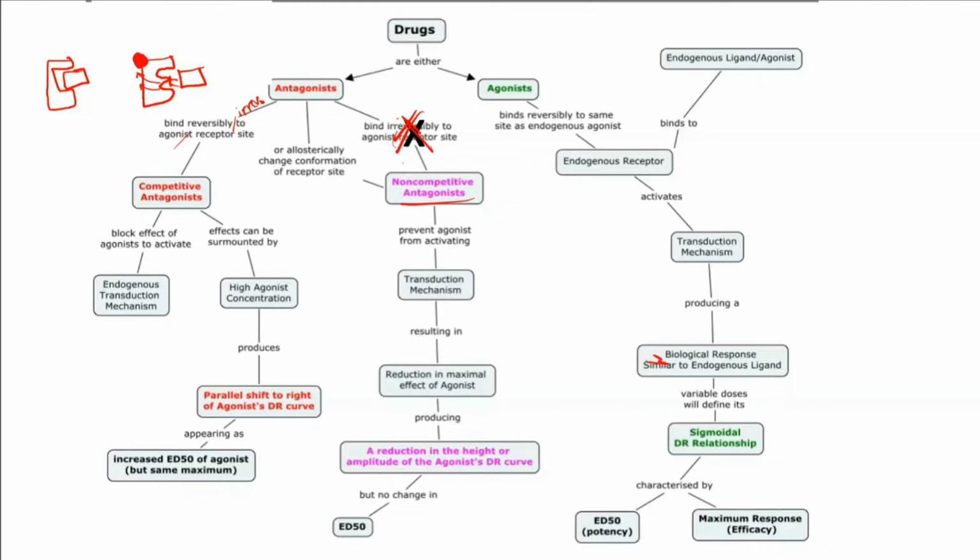No? Okay, cool. Next, agonists. So agonists are the type of drug that leads to an activation of the endogenous signal transduction pathway. So an agonist will bind reversibly to the same site as the endogenous agonist.